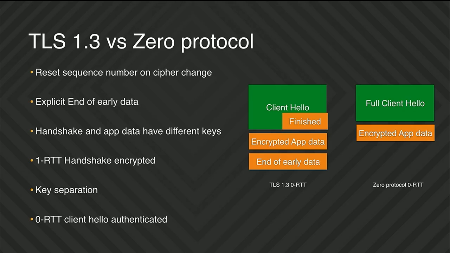The handshake itself is encrypted, like I mentioned before, in TLS 1.3. So handshake keys and application data, the 0RTT data, have completely different keys. This provides another form of key separation as well.